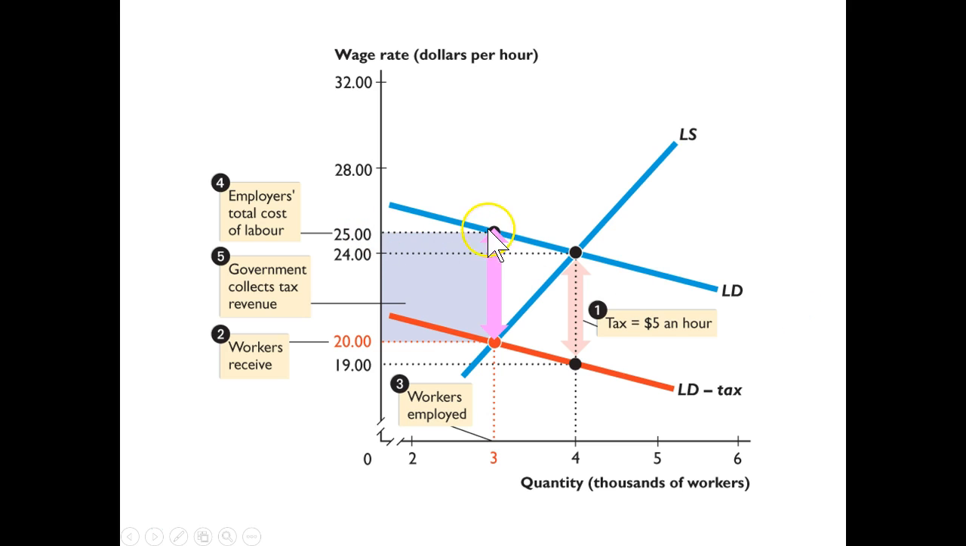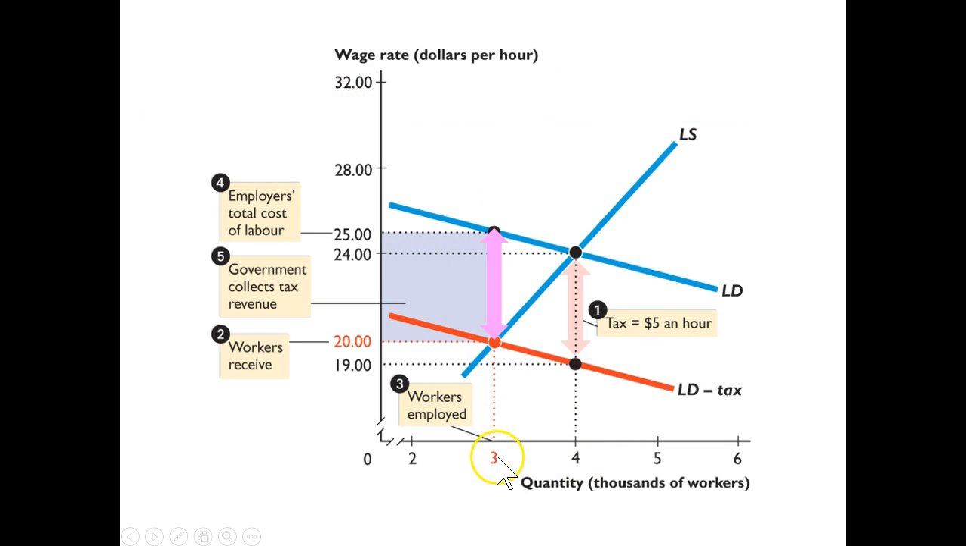The government collects this much in tax revenue, and we can see that that triangle there, originally 4,000 workers were employed, now it's 3,000. So some of the economic welfare area has been lost. That triangle there represents the deadweight loss of economic welfare.